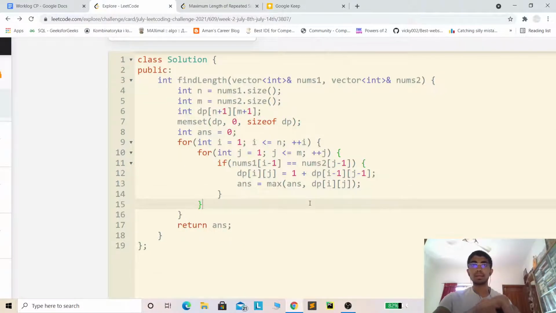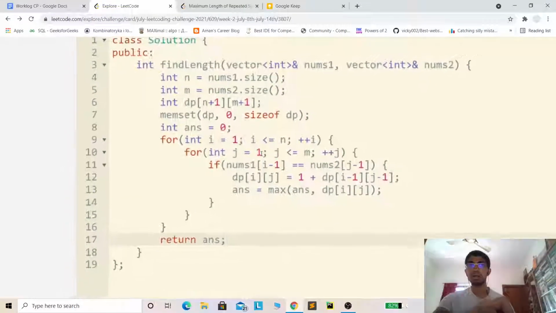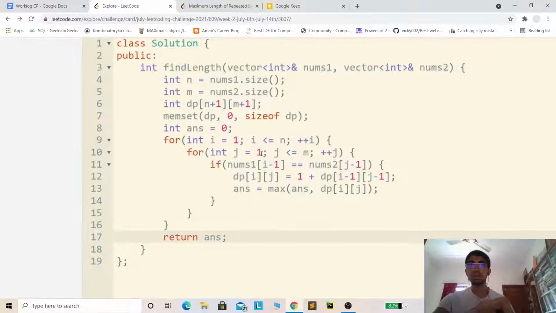And the answer can be ending at any pair of indices, right? So we just update the answer at every possible dp state which we are computing, and just return the answer. So the time complexity for this approach is O of n into m, and even the space complexity is the same.